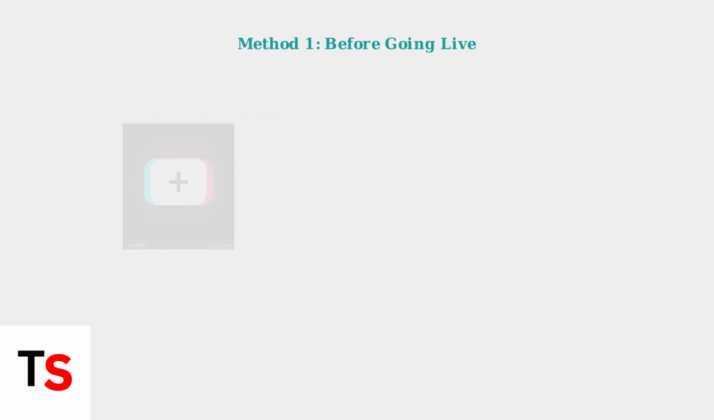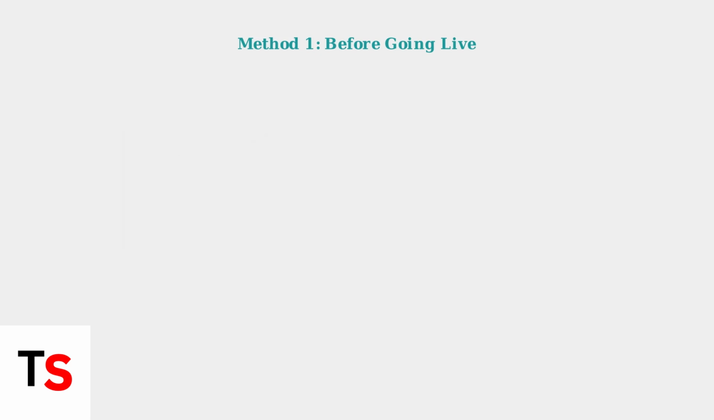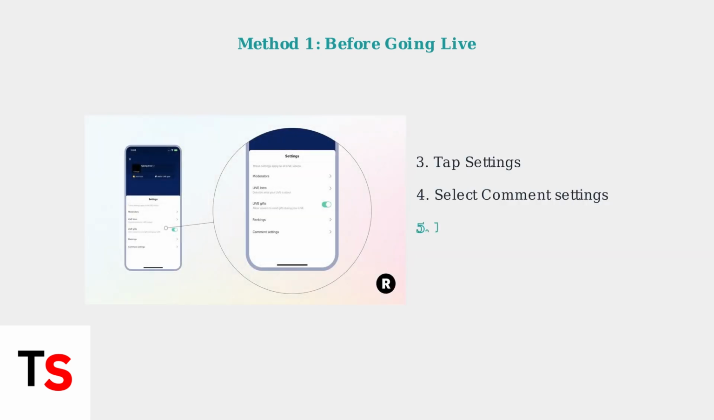The first method is to disable comments before you start your live stream. Begin by tapping the Add Post button, which is the plus icon, then select the Live option. Next, tap on Settings, then navigate to Comment Settings. Here you'll find the option to toggle Allow Comments to the off position. This will prevent viewers from commenting during your live stream.